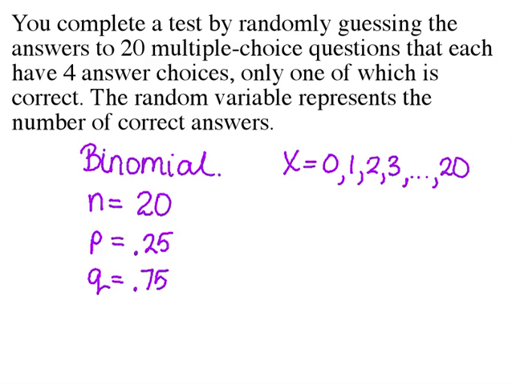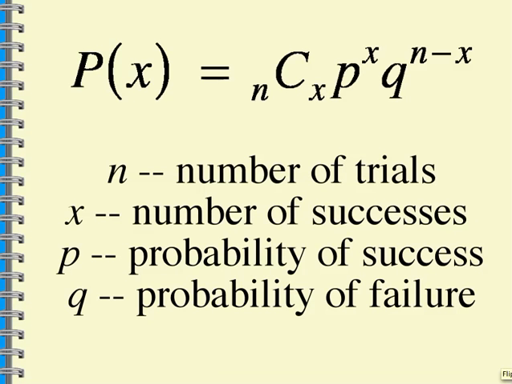Okay. Now what we're going to do is talk about actually how you find the probability. Okay, so this is the binomial probability formula. P of x equals n choose x, times p to the x, and then q to the n minus x. Now n, p, and q are the answers we just got done finding in the problem before.